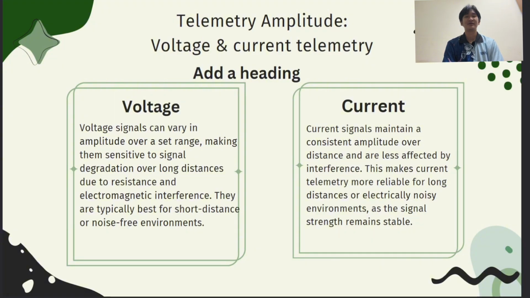Second is current telemetry. Current signals maintain a consistent amplitude over distance and are less affected by interference. This makes current telemetry more reliable for long distances or electrically noisy environments, as the signal strength remains stable.